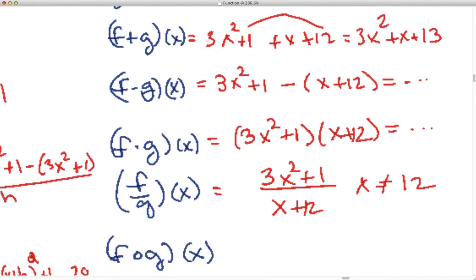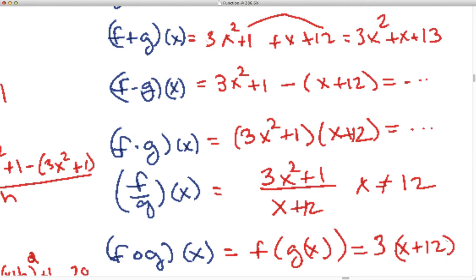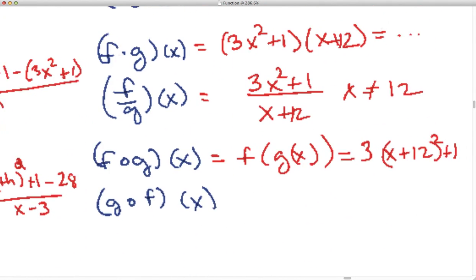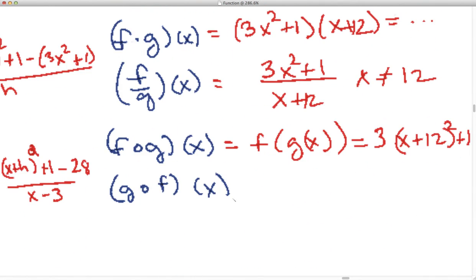because the denominator can never equal 0. And then if we did the composite functions, that means f of g of x. That means plug in a g of x everywhere you see an x in your original function f. So that would be x plus 12 squared plus 1 instead of the x. And then you would simplify that. Or if it was the other way around, it would be 3x squared plus 1 plus 12.